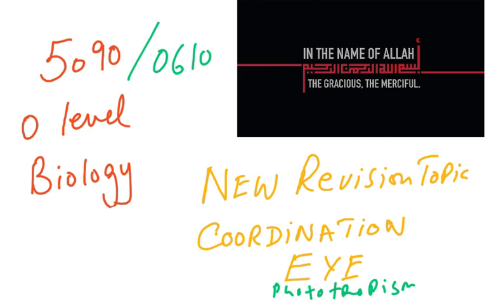This video has a mixture of questions from 5090 and 0610, and they're mostly on coordination in the eye and phototropism. There's one question. So I'm just posting this to help you in your last few days of practice before the paper 2 exam.